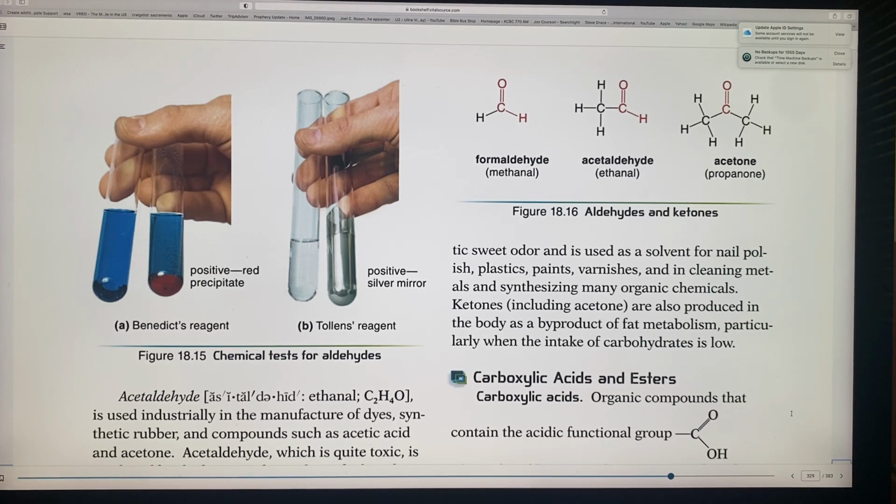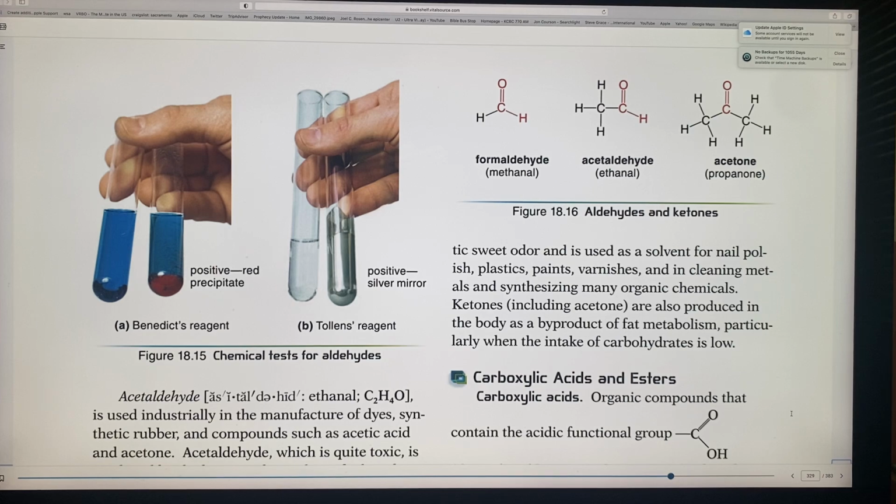Acetone has a sweet odor and is used as a solvent for nail polish, plastics, paints, varnishes, and in cleaning metals and synthesizing many organic chemicals. Ketones, including acetone, are also produced in the body. If you're measuring ketones in your body, you're seeing that your fat is being metabolized, right? If you want to metabolize fat. But a lot of times people with diabetes don't metabolize carbohydrates well because of their pancreas, and they'll have a buildup of ketones in their body. So that's also with ketones.